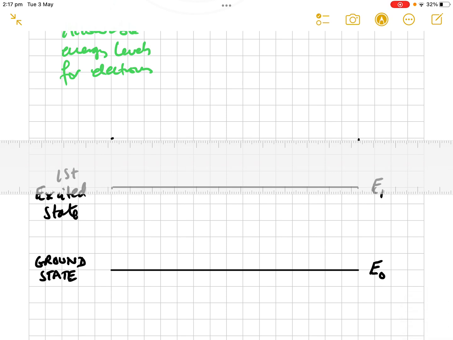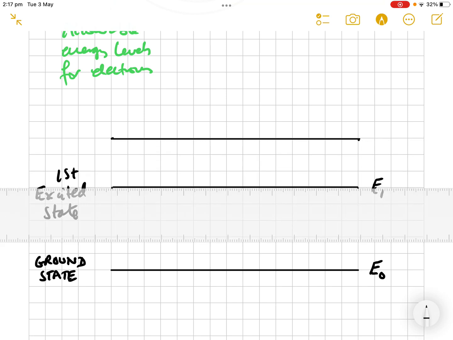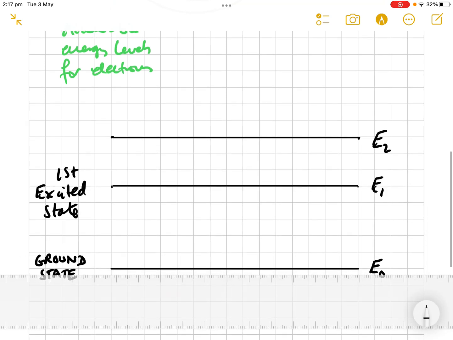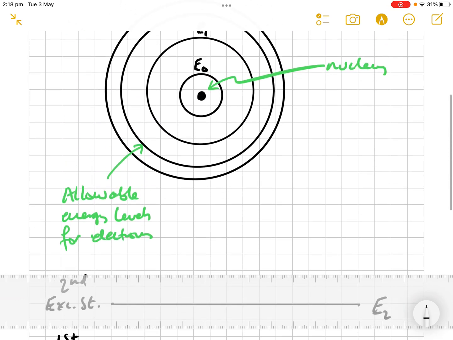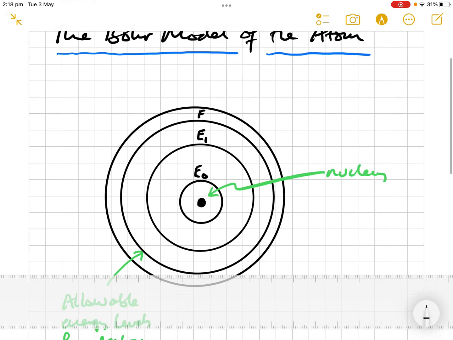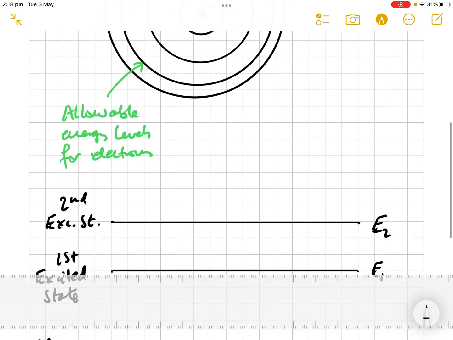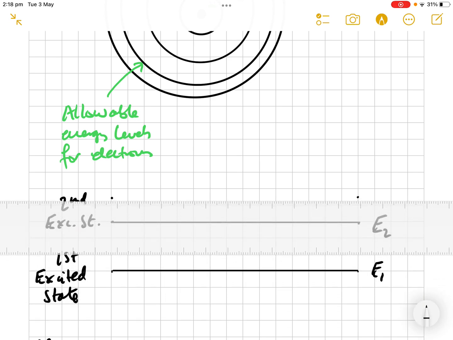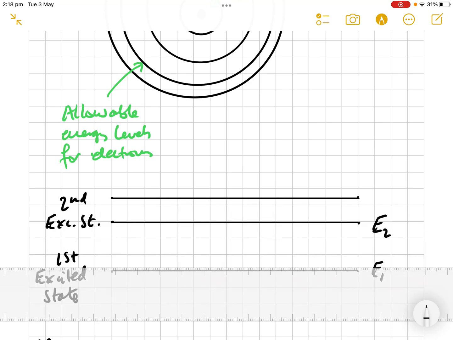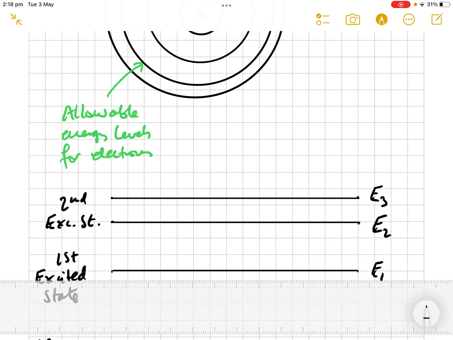It's possible for it to receive even more energy and to go up to an even higher energy level. This would be E2, the second excited state. So that would be E2 there. And of course, there's an E3 as well in our diagram, so let's pop that in. You tend to find the energy levels get closer together the higher up you go, which I've tried to show in my diagram. So there's the third excited state, or E3.